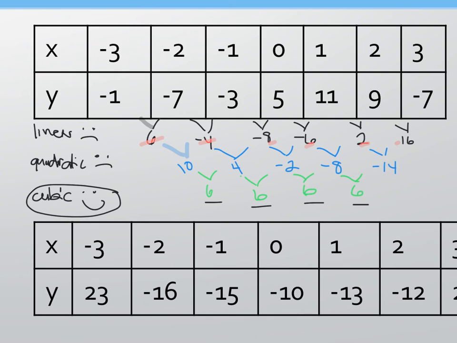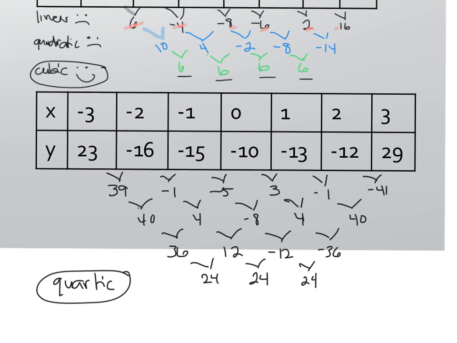Now I want you to take a minute and try the next example you try. Hopefully for this example, you found the difference to be 24 and the degree to be quartic. Because remember, we have 1, 2, 3, 4 steps until we have the same constant, meaning we have a 4th degree polynomial.